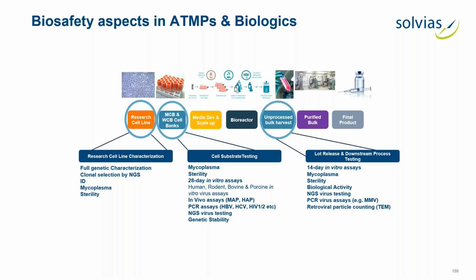And then we have a focus on the unprocessed bulk harvest. Typically in biologics, you'd want to use a 14-day in vitro assay. Okay, and we'll talk about the difference that time makes. And then there's mycoplasma sterility in some shape or form, maybe biological activity, but next generation sequencing and PCR assays for any particular viruses. The most common virus encountered at this stage is the minute virus of mice, or the minute mouse virus.